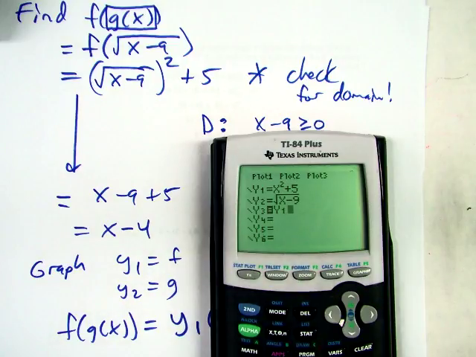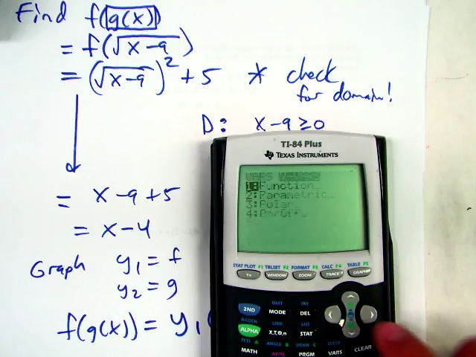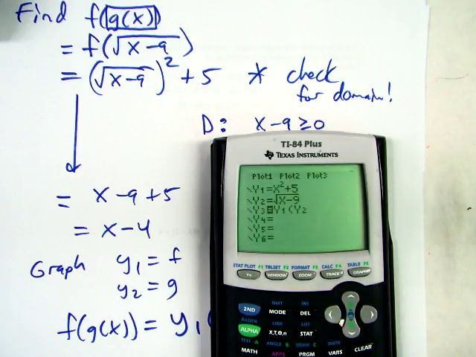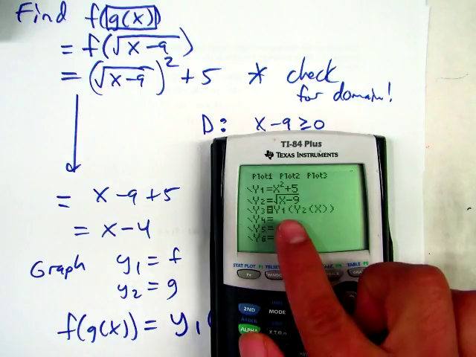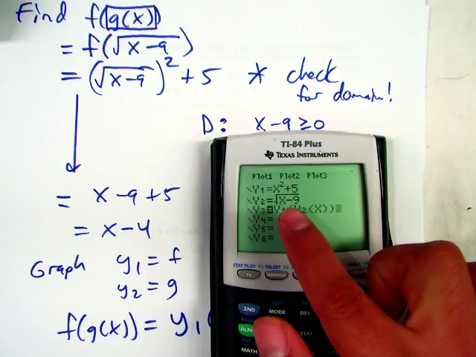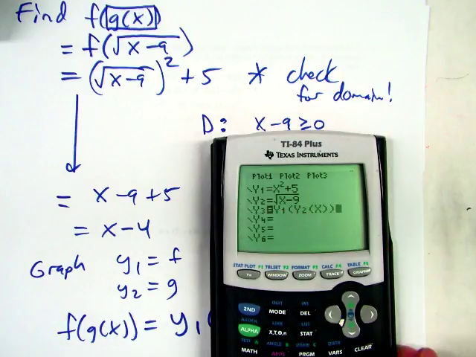So now what do I hit next? Parentheses. Yes, now we go vars, y vars, function, and now we want y2 of x. So if you type this in, you're telling your calculator to do the composition that we just figured out. Does everybody understand that? Let's hit graph.